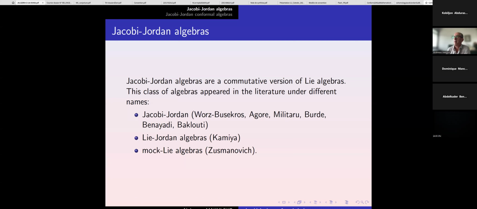Let me maybe start with a small introduction about this Jacobi-Jordan algebra, which appears under different names. In fact, it's just the Jacobi condition, and instead of having skew symmetry on the bracket, we are going to consider commutativity on this bracket. And this is called by many people Jacobi-Jordan algebra. We will see later why Jordan is attached to this structure. And you can see the names using this terminology. And you can find it also under the name of Lie-Jordan algebra by Camilla, and Pasha Zuzmanovic call it Mock-Lie algebra.